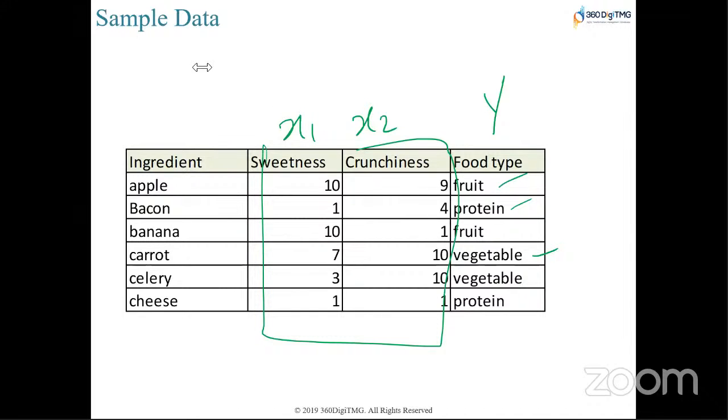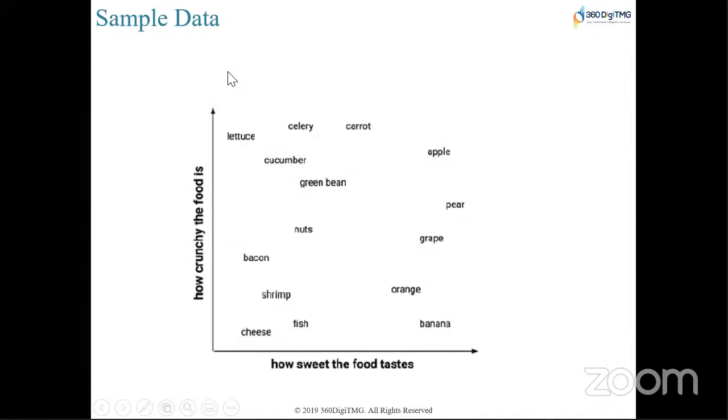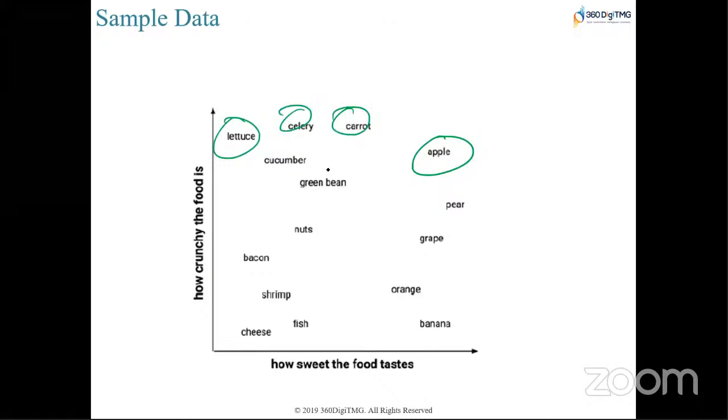Now, when I plot this data, this is how it looks. How sweet that particular food tastes, and how crunchy that particular thing is. So I think you can understand how apple is here, how lettuce or celery or carrot is here. And cheese is neither crunchy nor sweet. Banana is very sweet, but not at all crunchy.